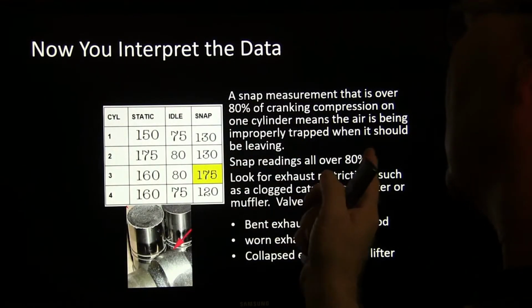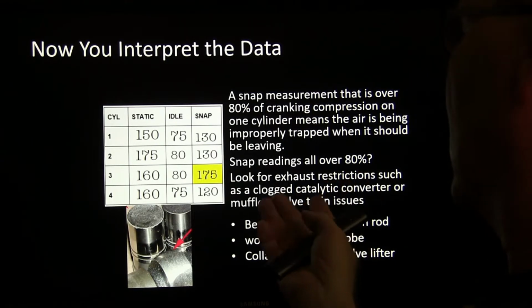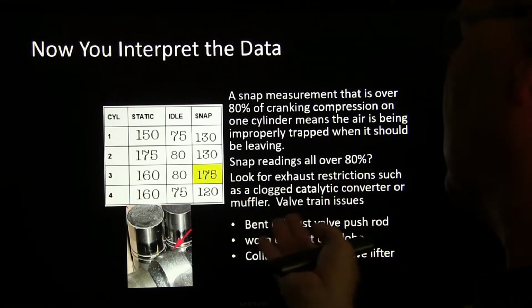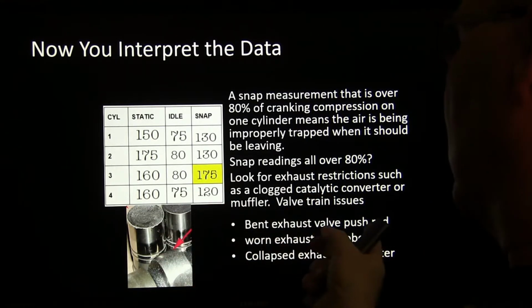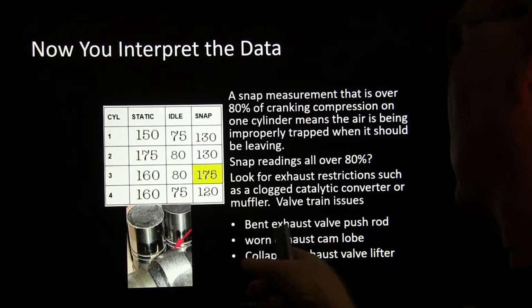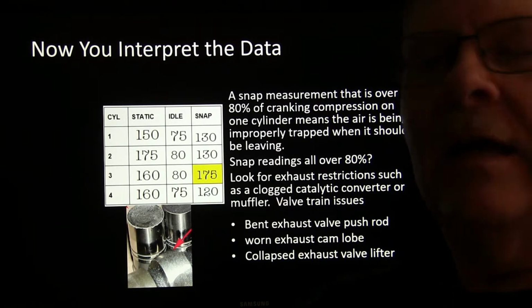Now a snap measurement that's over 80% of cranking compression means the air is being improperly trapped. Snap readings all over 80%: look for exhaust restriction like a clogged catalytic converter. But if you got a bent exhaust valve push rod, a worn exhaust cam lobe, or a collapsed exhaust valve lifter, that kind of thing.